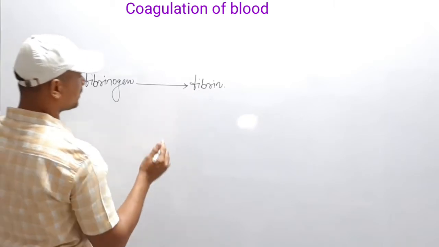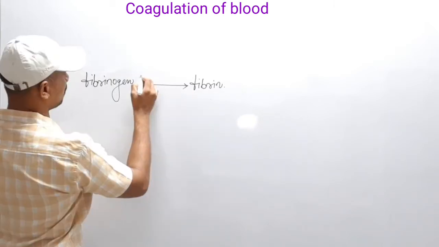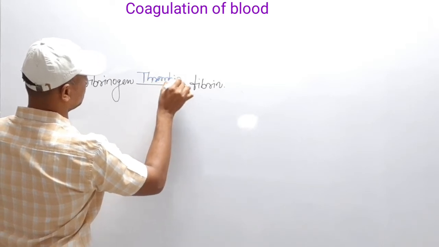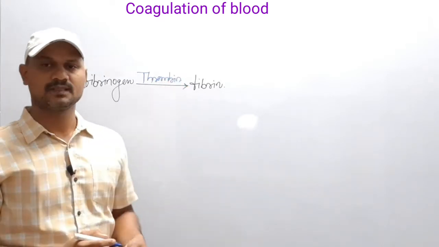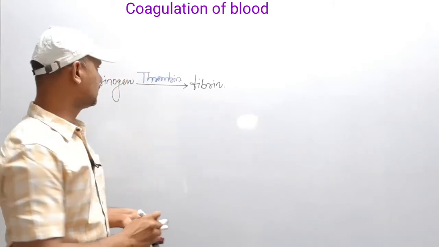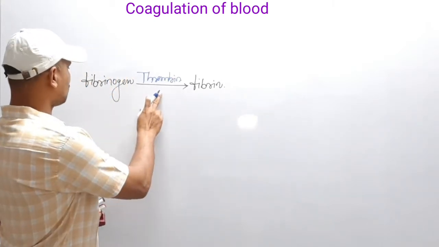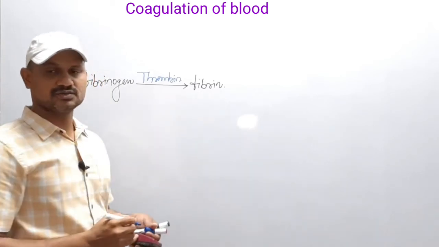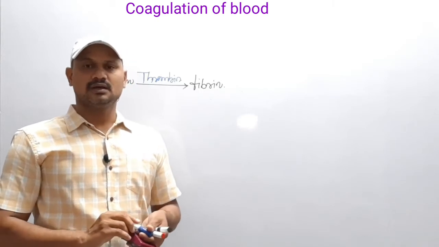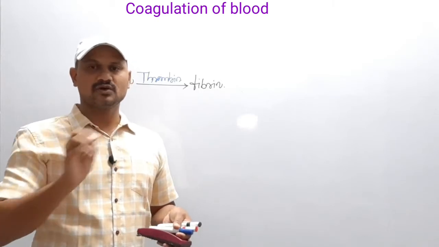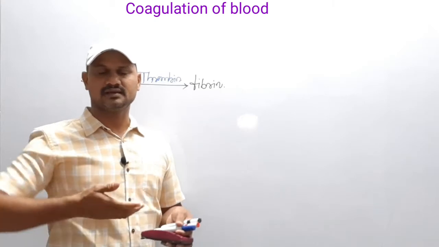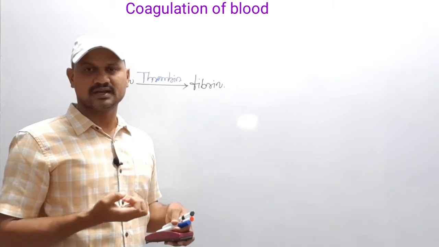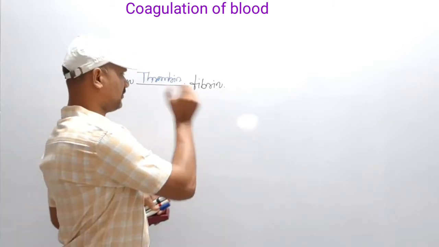How is it converted into fibrin? In the presence of thrombin. So which factor mainly helps? That is thrombin. In the presence of thrombin, inactivated fibrinogen is converted into fibrin. Fibrin is the network of branches on the injury part, like the formation of a brown-reddish scum.